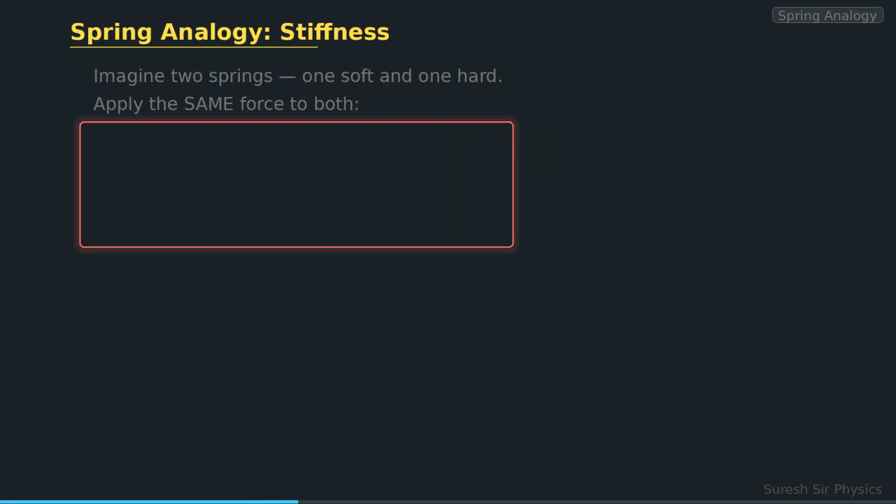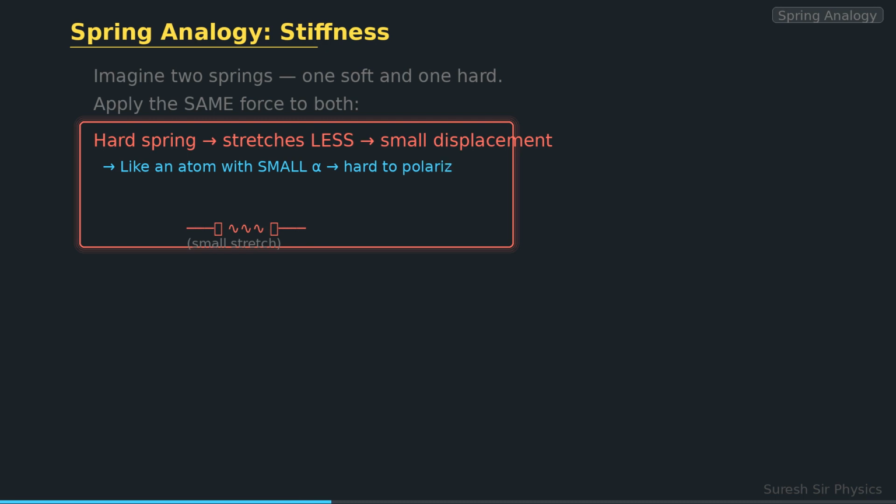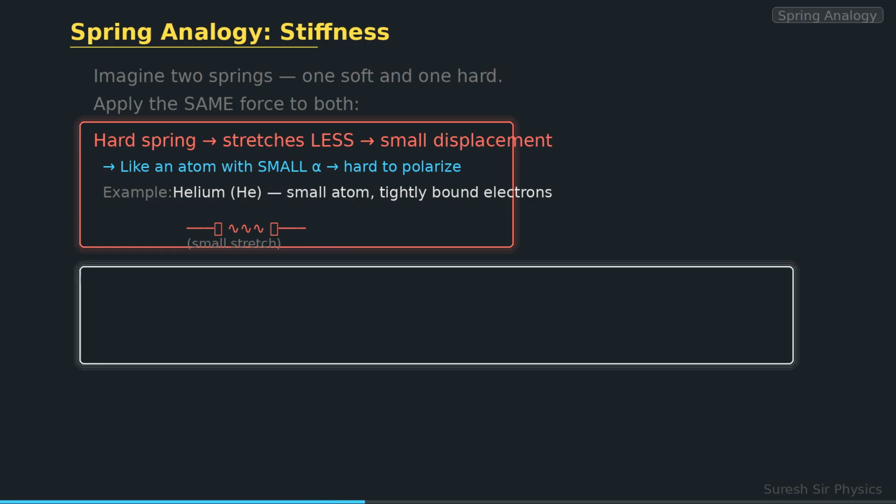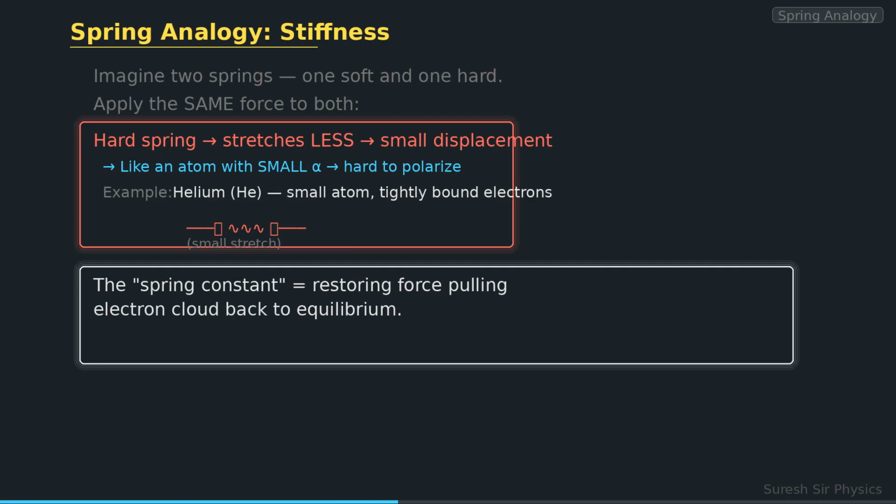By applying the same force, the hard spring will stretch less, that leads to small displacement. This is like an atom with small alpha, which is hard to polarize. Example, helium. Small atom with tightly bound electrons. The spring constant of the atom is the restoring force that pulls the electron cloud back to its equilibrium position. Larger atoms with more loosely held electrons have weaker restoring forces, which leads to higher alpha.